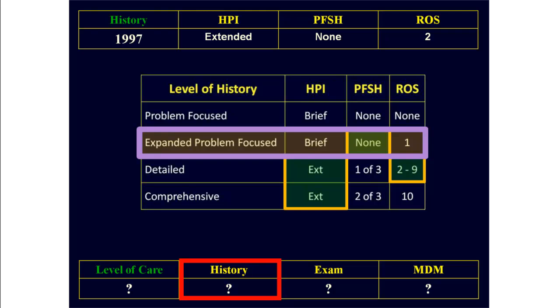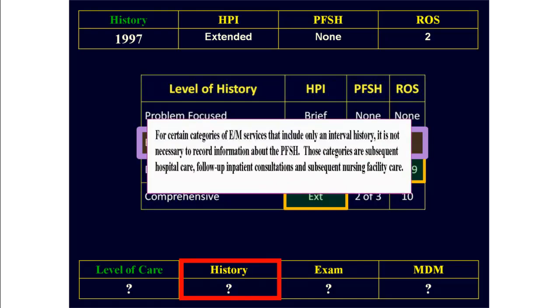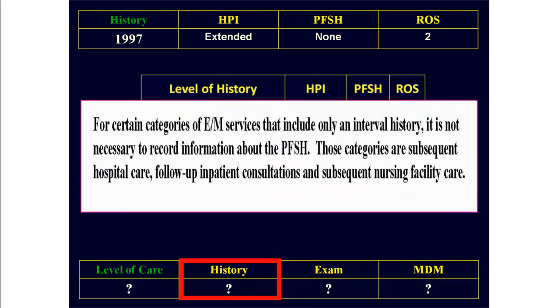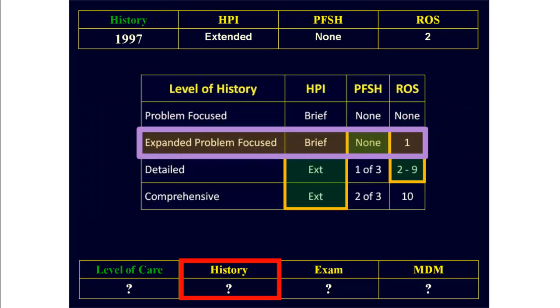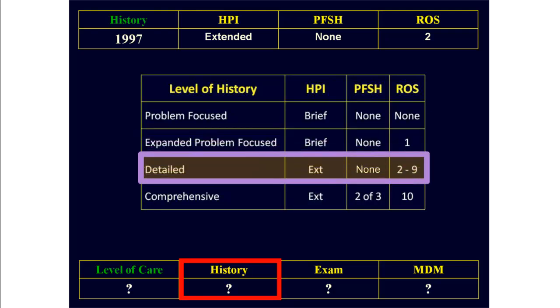However, there's an exception regarding past medical history for hospital progress notes. Both the 95 and 97 guidelines state that for certain categories of E&M services that include only an interval history, it is not necessary to record information about the PFSH. Those categories are subsequent hospital care, follow-up inpatient consultations, and subsequent nursing facility care. Therefore, this 1 out of 3 elements of PFSH becomes none, which means we do qualify for a detailed history, so the first key component is now known.